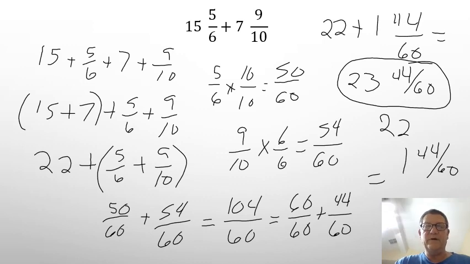Okay? All right. Hope this helped. All right. Now, we've done a lot of adding of fractions. Now we've done some adding of whole numbers and fractions, and we split it apart using the commutative property. Okay?